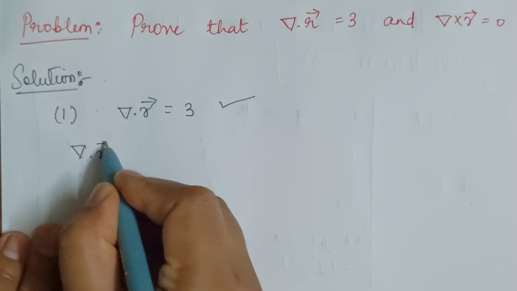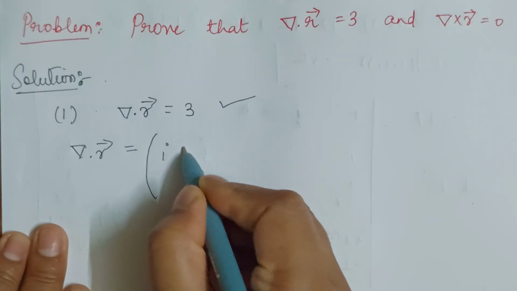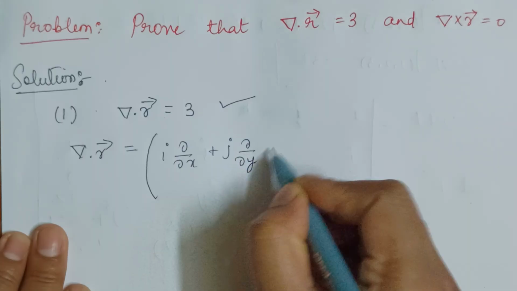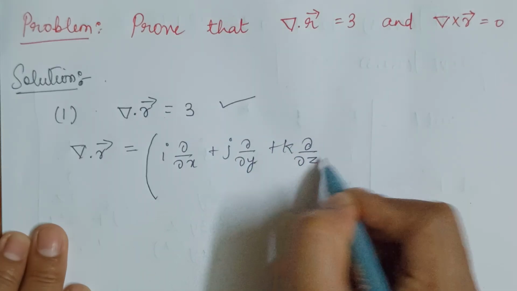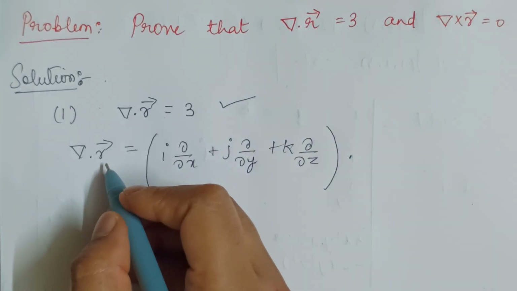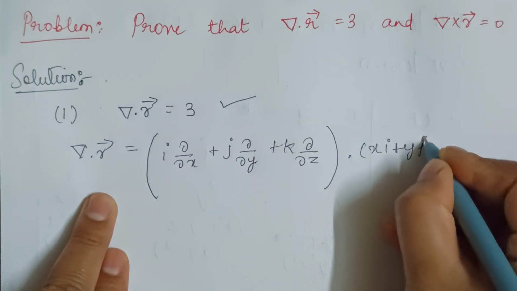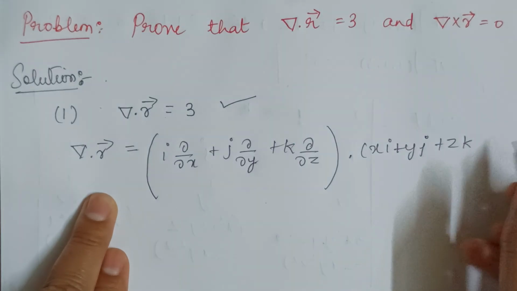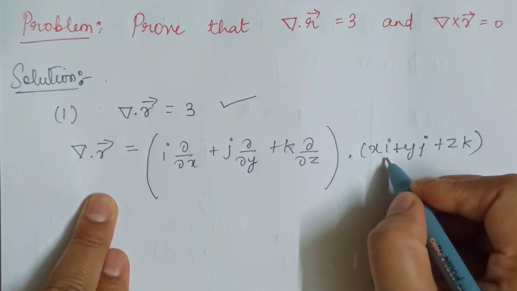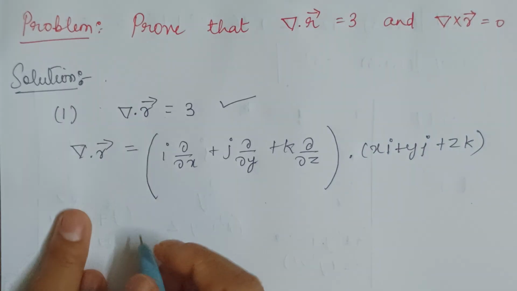So del dot vector r can be written as: del we can write as i times dou by dou x plus j times dou by dou y plus k times dou by dou z, into vector r, which I can write as xi plus yj plus zk. These are the unit vectors with the directions x, y and z.